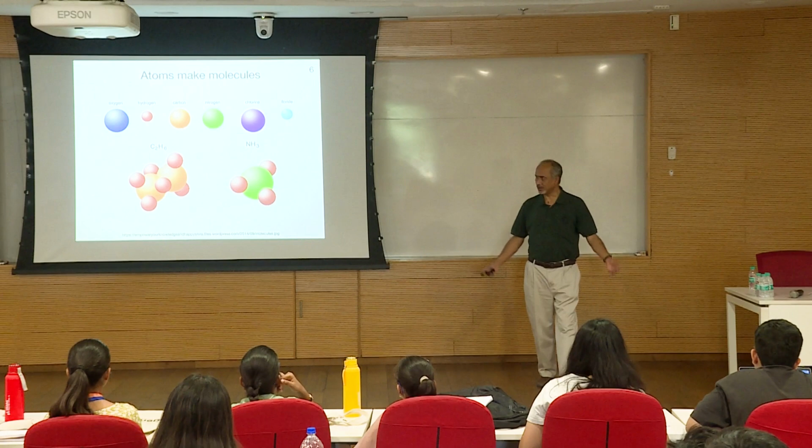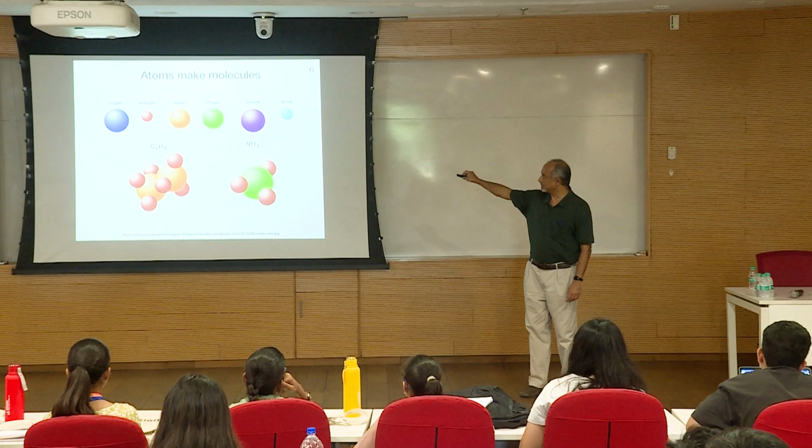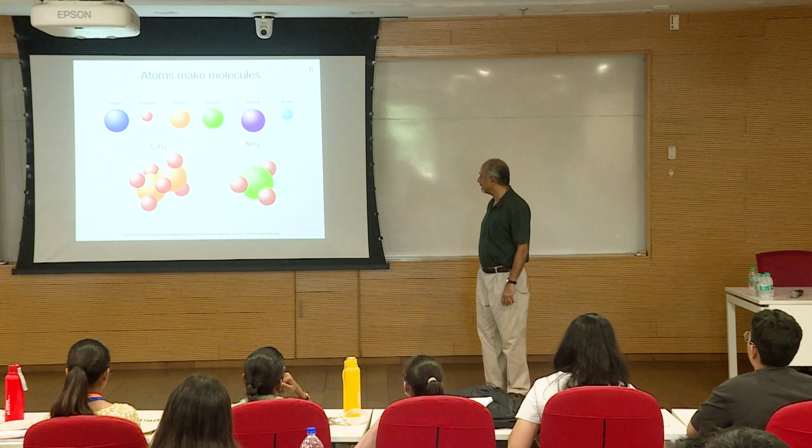The atoms make molecules together. Here are molecules: C2H6, an ammonia molecule that sits here, oxygen, hydrogen, carbon, nitrogen, all relatively sized correctly in terms of the broad size of the atoms. But the complexity of life that we see comes from taking atoms and making them into more complex arrangements.